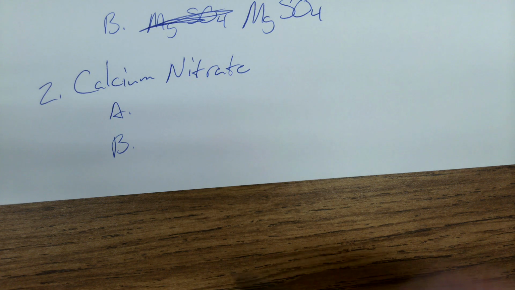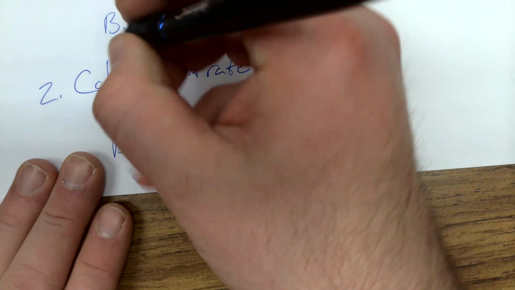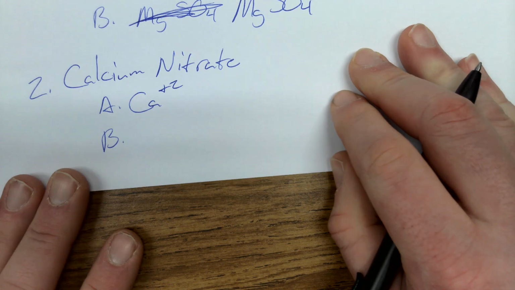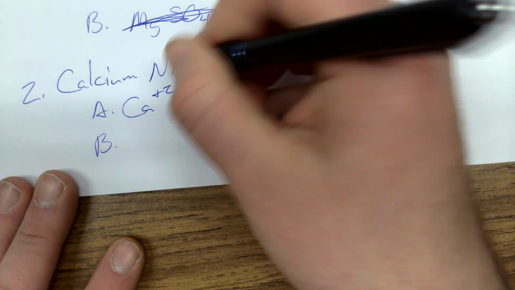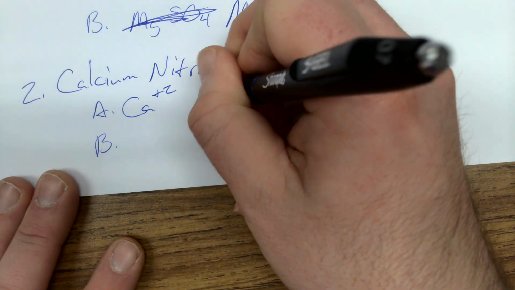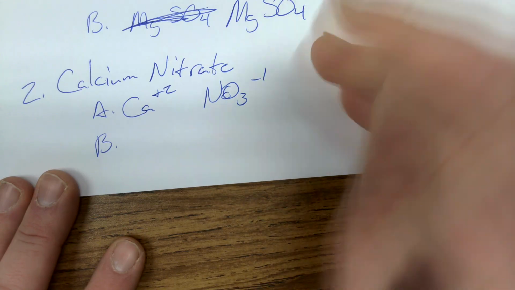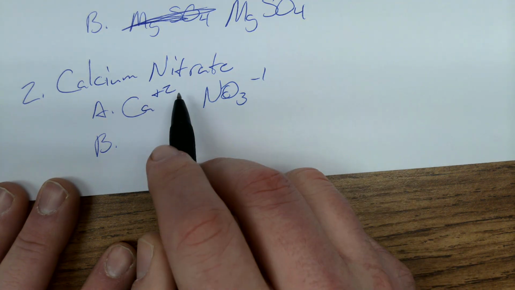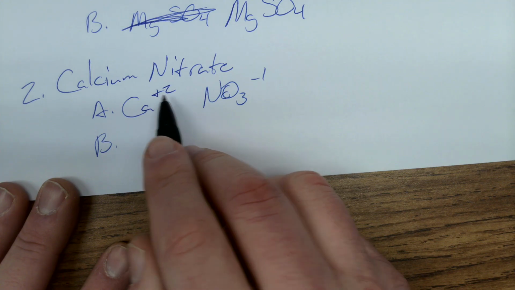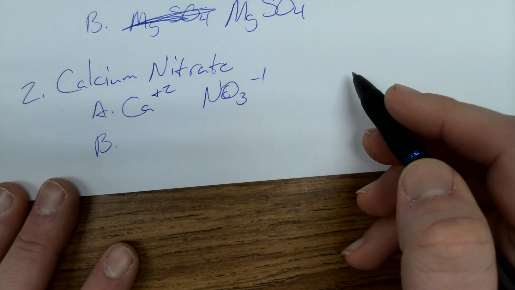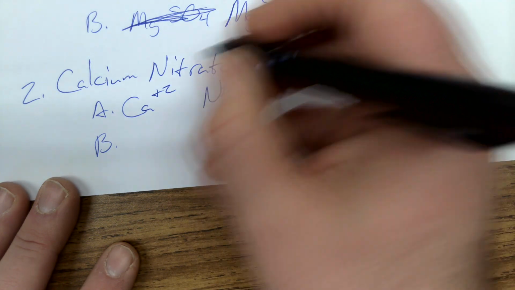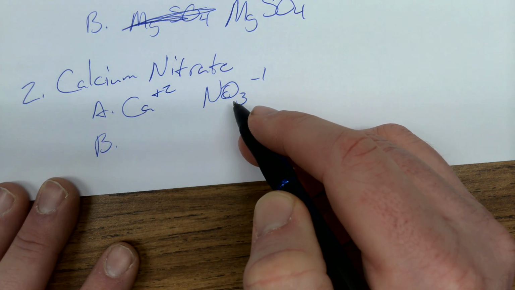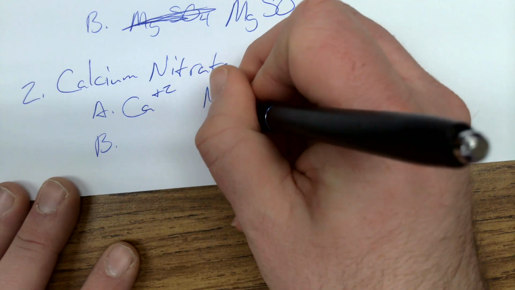You guys are really good at writing your charges. For calcium, obviously it's going to be my cation, Ca plus 2. And you pulled the formula for nitrate, NO3 minus 1. Now remember, my charges have to cancel each other out, right? So I got plus 2 minus 1. Does that equal 0? No, I need another. Do I need another calcium cation, or do I need another nitrate anion? Need another nitrate, right?